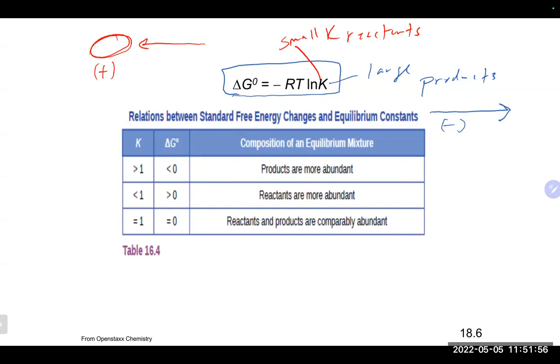If we have a K value that's 1, reactants and products are kind of there in the same ratio. Obviously, the only way you could get 1 is to have basically the same number on top and bottom when you divide. And again, delta G will also equal 0. So you may be in a sort of equilibrium process, not going one way or the other.